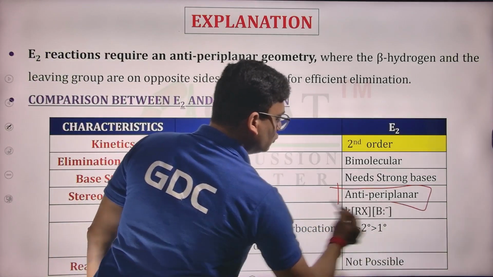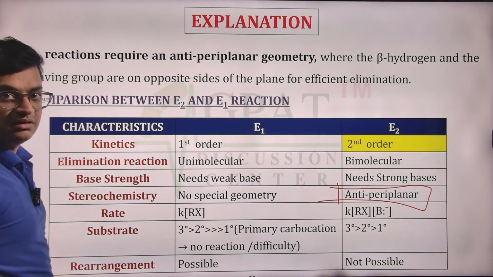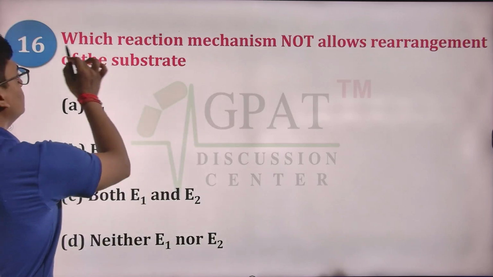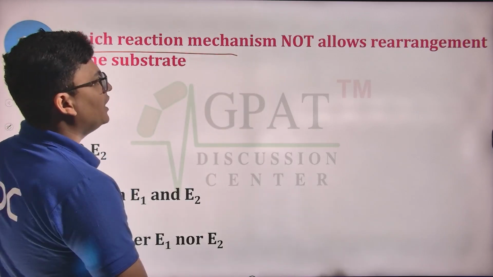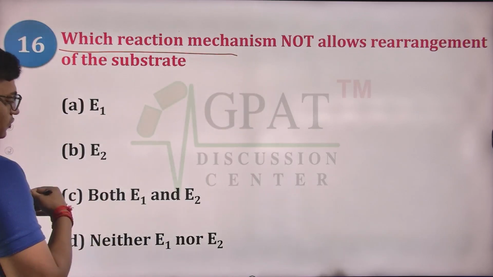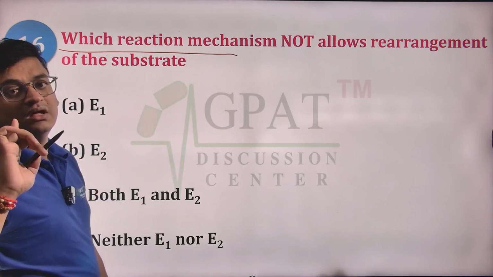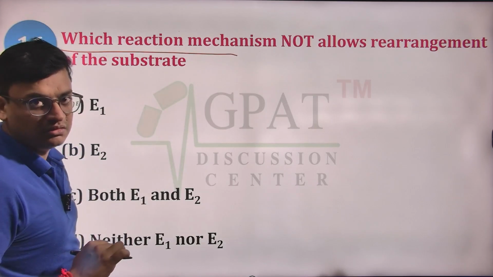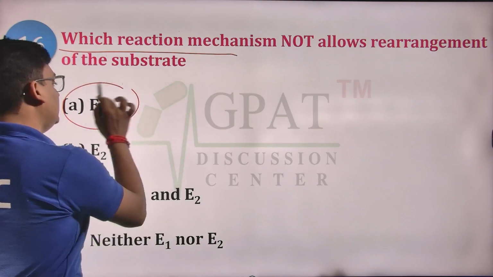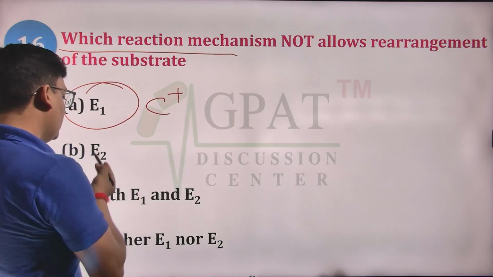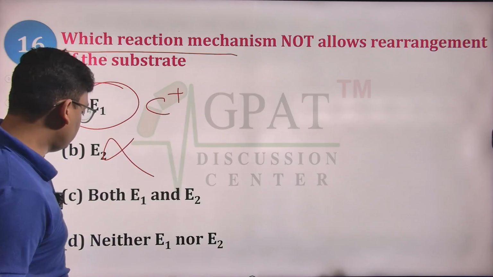So for the E2, elimination must have an anti-periplanar arrangement of the various groups. Which reaction mechanism does not allow rearrangement of the substrate? Rearrangement of the substrate happens only when a carbocation intermediate forms. In E1 we have a carbocation intermediate. In E2 we do not have any carbocation formation.